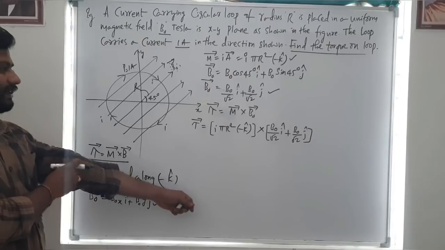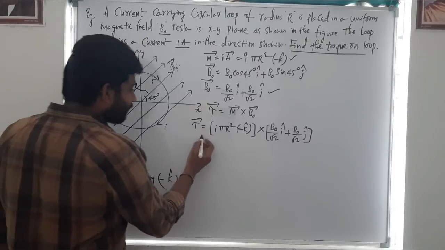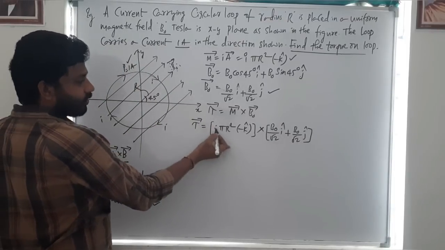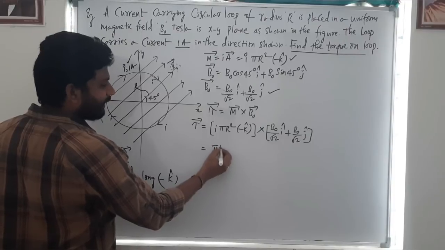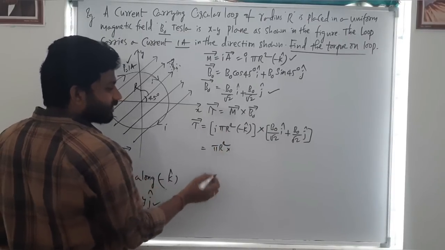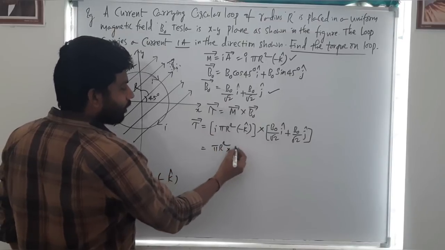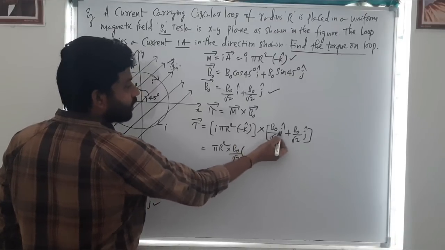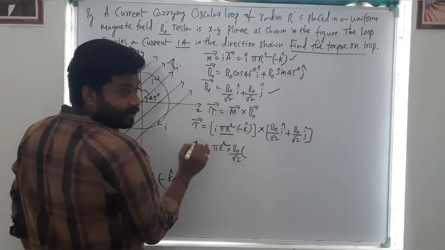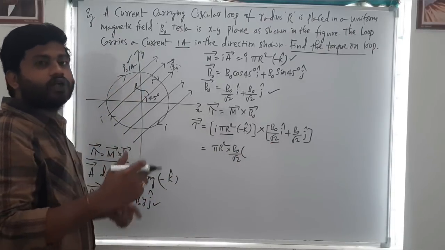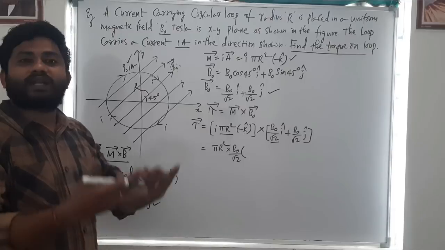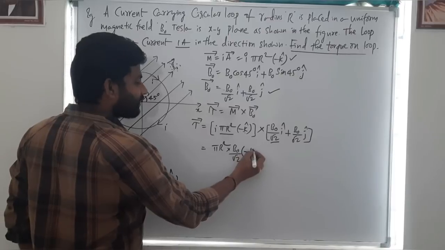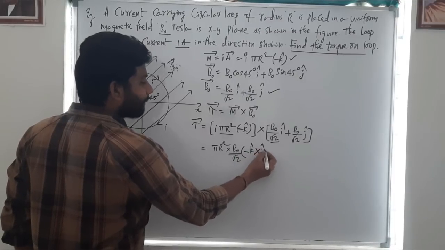Okay. And one by one let us write. So this is I is 1. Anyway, as I is equal to 1 ampere, I have just substituted 1 here. So this is pi r square into, just a multiplication, pi r square into B naught by root 2, and these two can be applied cross product. Because pi r square is magnitude, B naught by root 2 is a magnitude. We need to apply cross product only for vectors. What are the vectors here? This minus k cap is a vector and I cap is a vector. So minus k cap cross I cap.